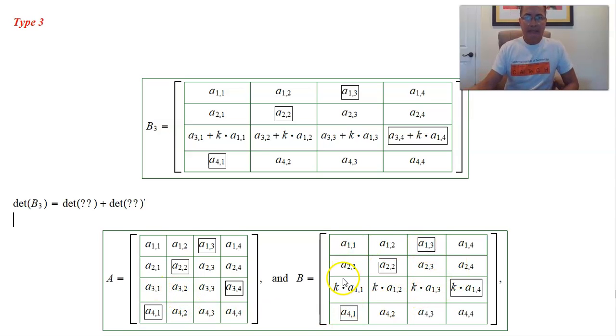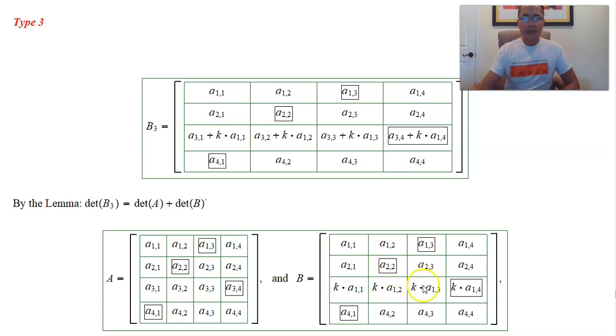But we have this matrix B. Okay, so that's new, right? So the lemma says, let's put that here. By the power of the lemma, the determinant of B3 is the determinant of A plus the determinant of B.